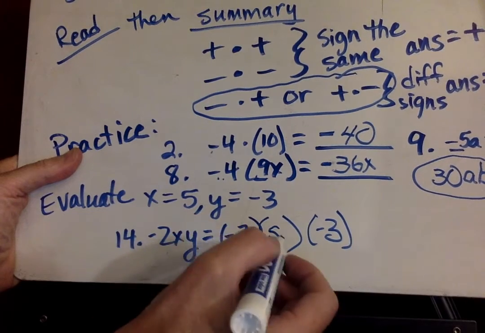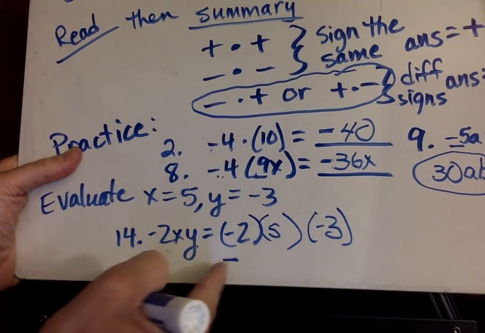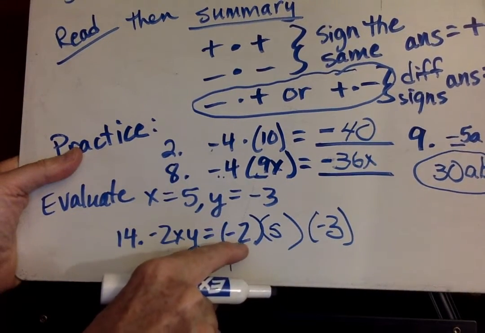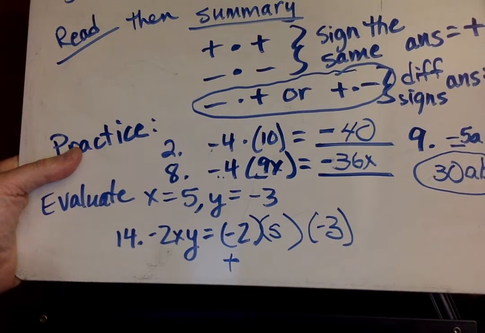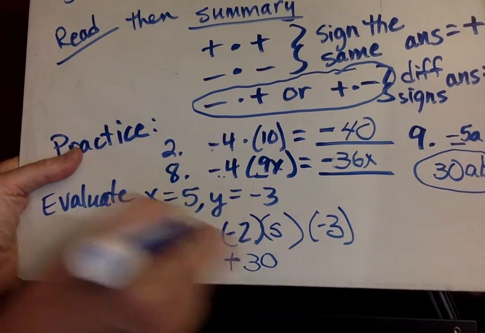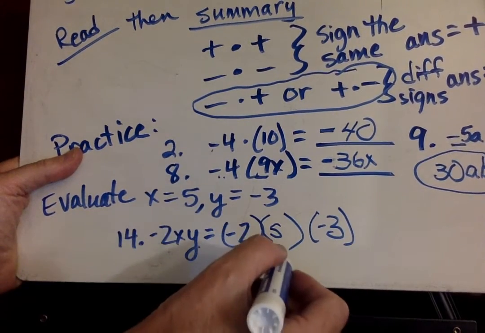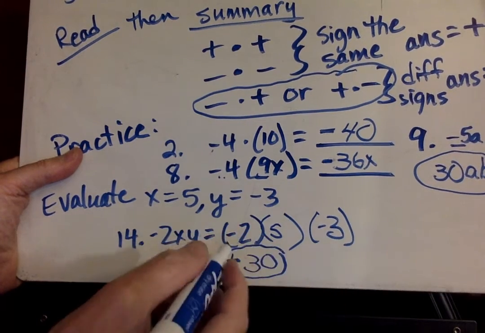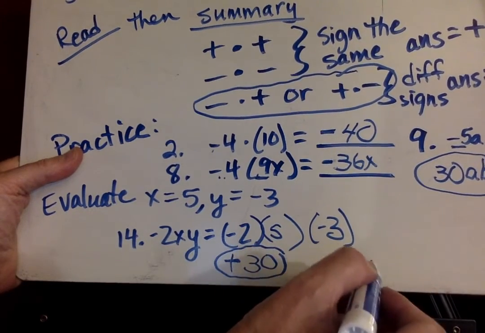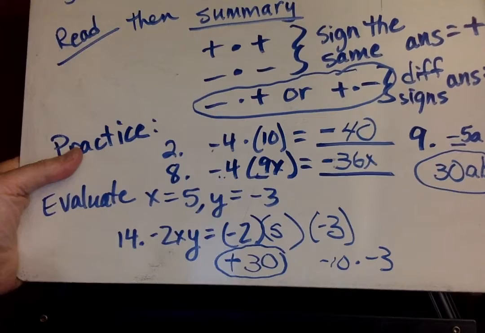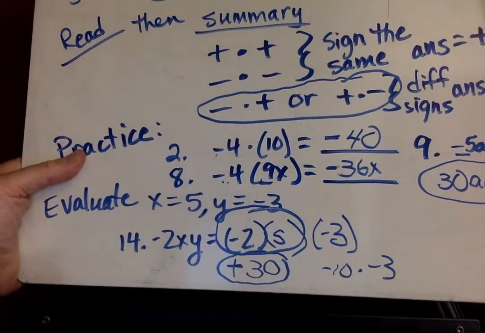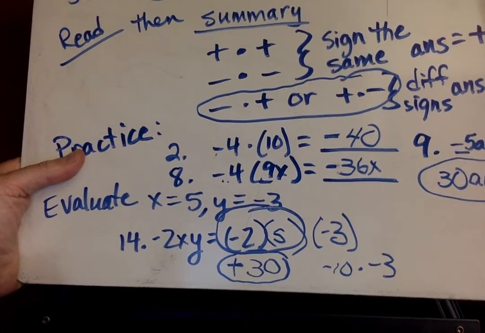Negative times positive. Okay, those are opposite signs, so we know the answer is negative. But then a negative times a negative, your answer ends up being a positive. So then we just go 2 times 5 is, that's correct, 10. And then 10 times 3, and there you have your answer is 30. And we're going to circle it so people can find our answers. So again, negative 2 times 5 was negative 10 times negative 3 is positive 30. So just work with the 2 first, see what you get, and then multiply that by the third one. That's what you do when you multiply 3 together.